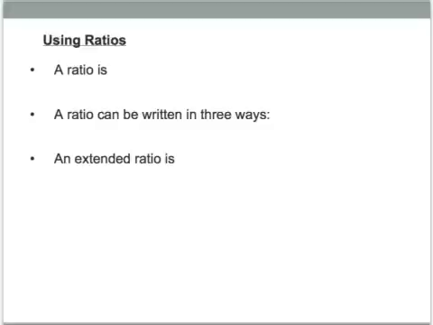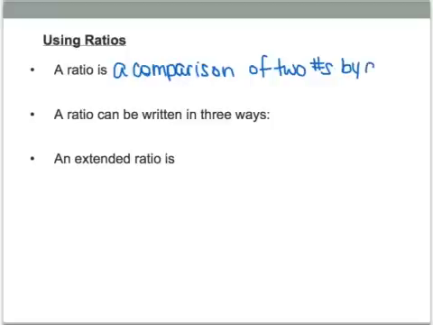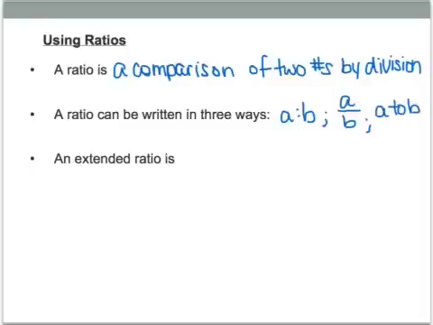A ratio is a comparison of two numbers by division. A ratio can be written in three ways. You will see it as A colon B, A over B, or A to B. Either way, all three ways are read as A to B.